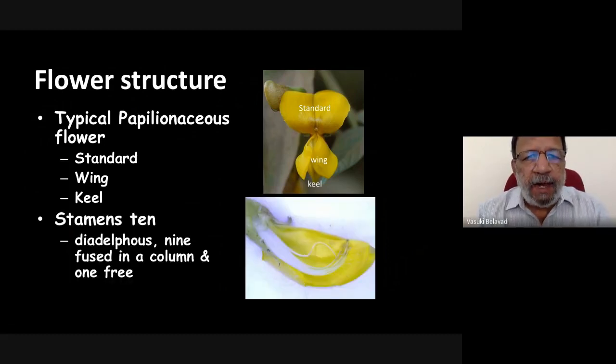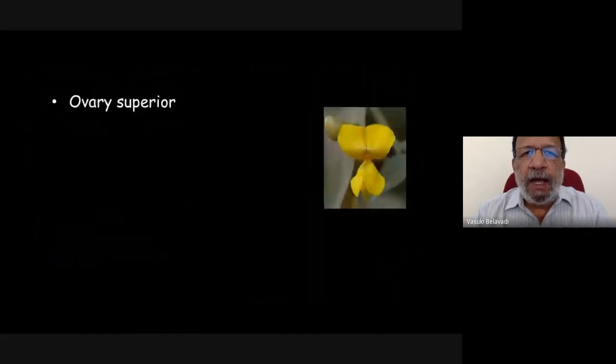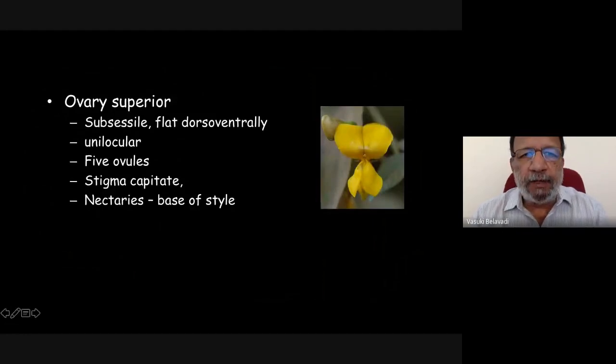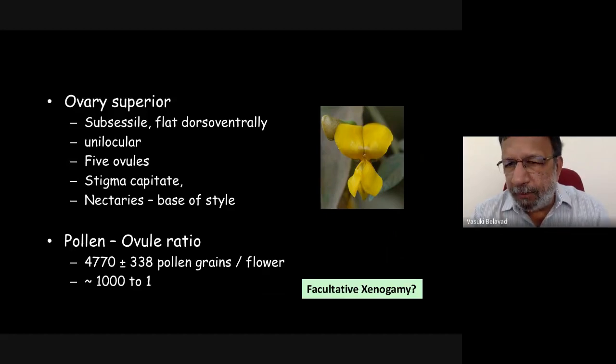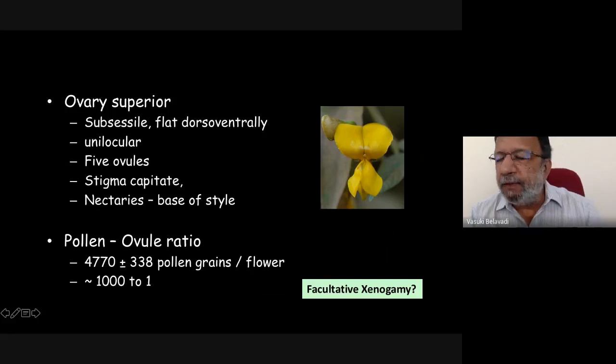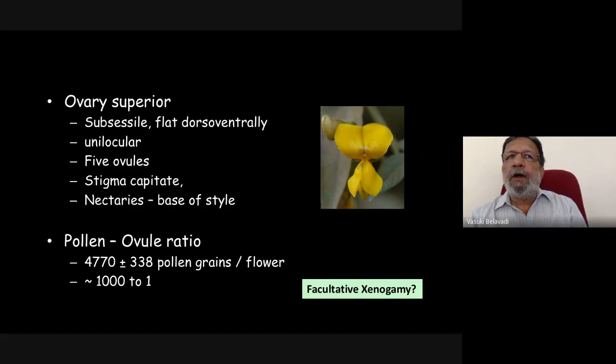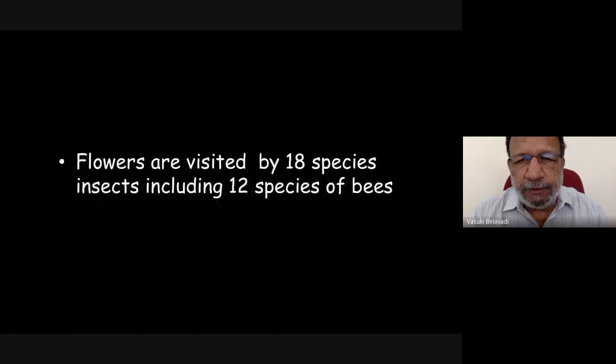The stamens are 10 in diadelphous condition, 9 fused in a column, and 1 is free. So this is the kind of stamens that you see. The ovary is superior, subsessile, flat dorsoventrally, unilocular with 5 ovules, the stigma is capitate, and nectaries are at the base of the style. And the pollen ovule ratio is 1000 to 1. Now, when the pollen ovule ratio is around this, it is said to be facultative xenogamy. Xenogamy, you know, is when it depends on another agent like an insect, and is also capable of selfing, or setting seeds with self-pollination. So it is probably adapted for facultative xenogamy.